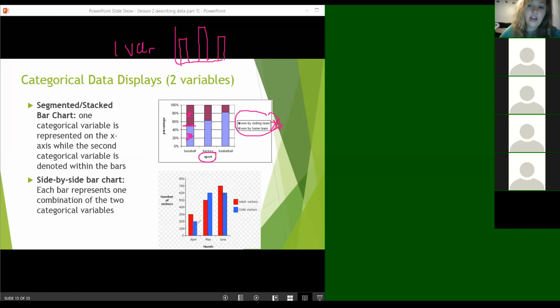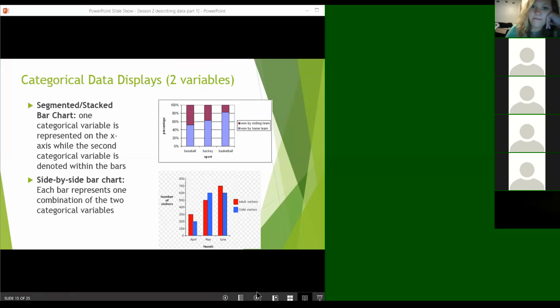Side by side is the same idea, two variables for a categorical data display, but instead of being stacked on one another, you still have your key over here for your second variable, and then your other variable is going to be down here. You still have the two different variables, but in this case, they're just side by side. So nothing too exciting there.